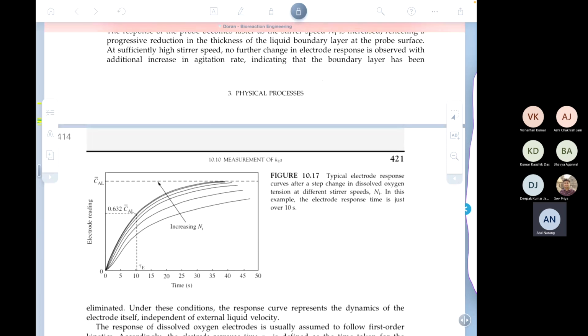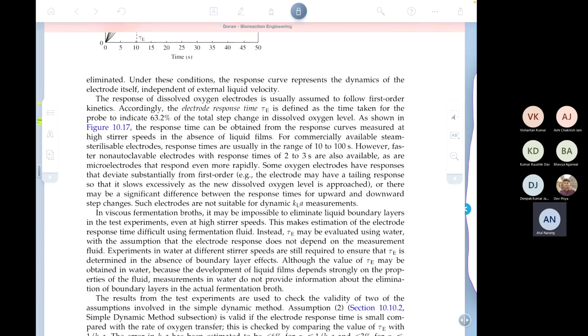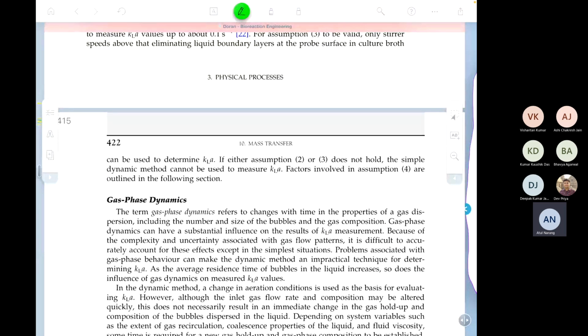So that means that approximately the time scale, this is the first order time constant, about 10 seconds are required before it starts to approach steady state. This is what causes a delay in the response of the probe. So this is what she calls right here electrode response time. Can you see that? Defined as the time taken for the probe to reach 63.2% of the total step change in the dissolved oxygen level. So anyway, because of these delays, any dynamic method is prone to error.